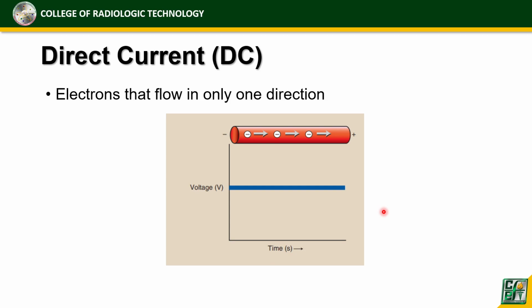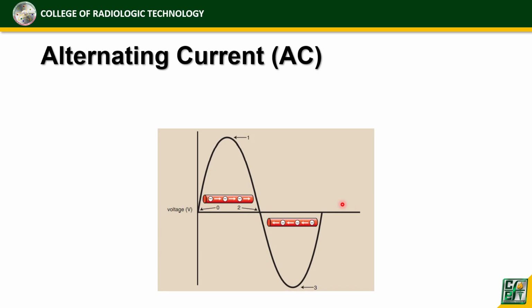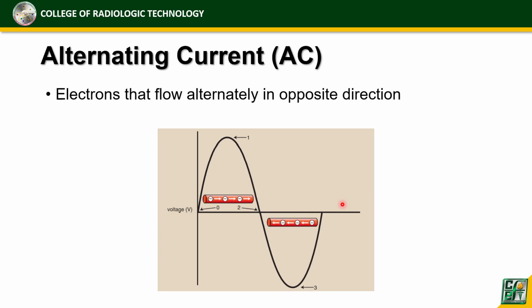So that is the graph of direct current. It's just a straight line. While for alternating current, electrons flow alternately in opposite directions, so it looks like a wave. Alternating current.